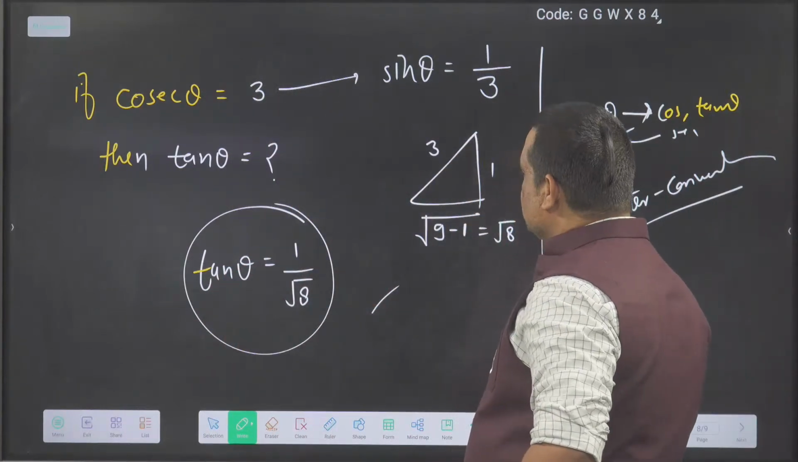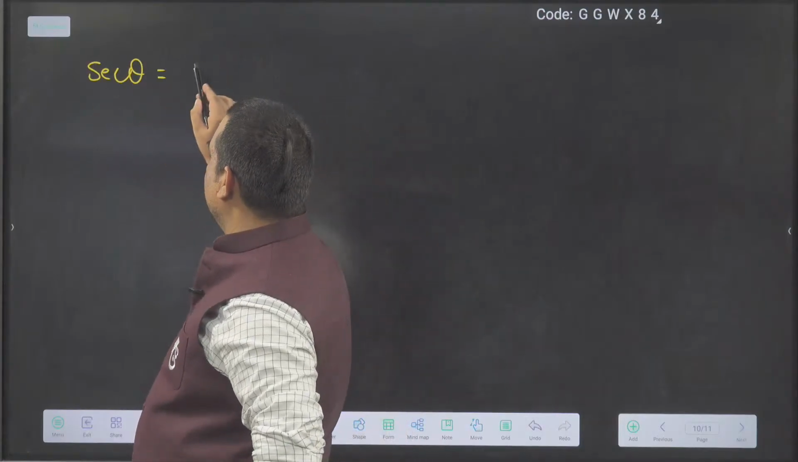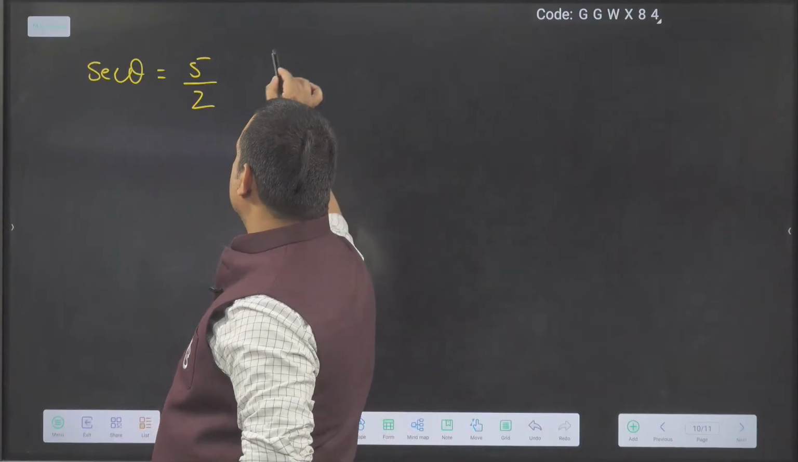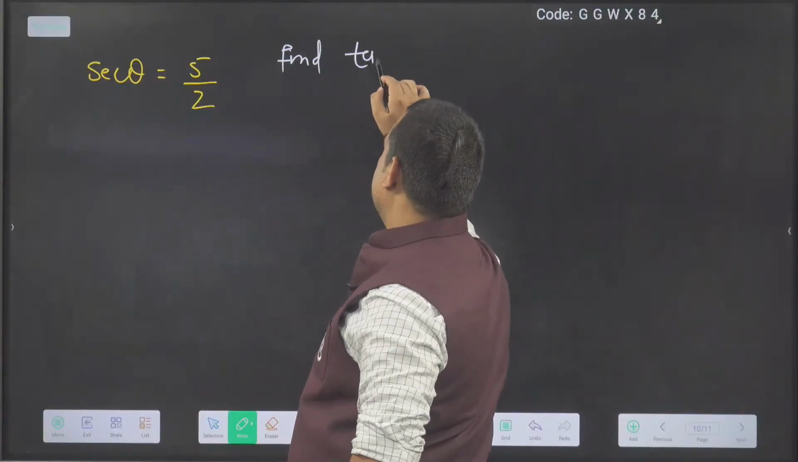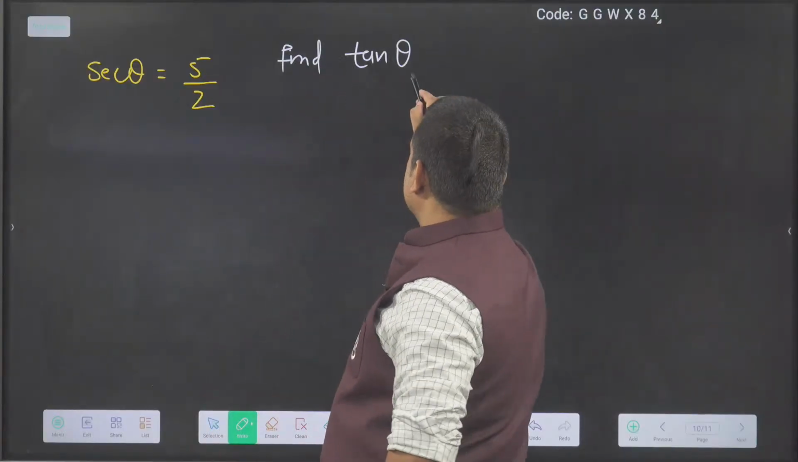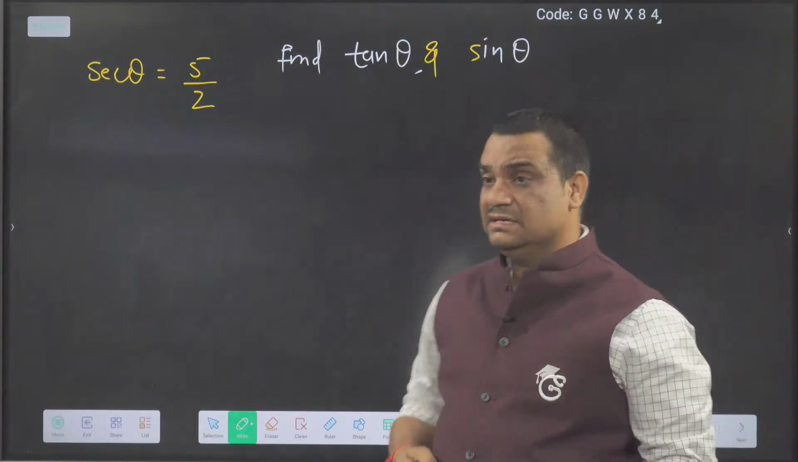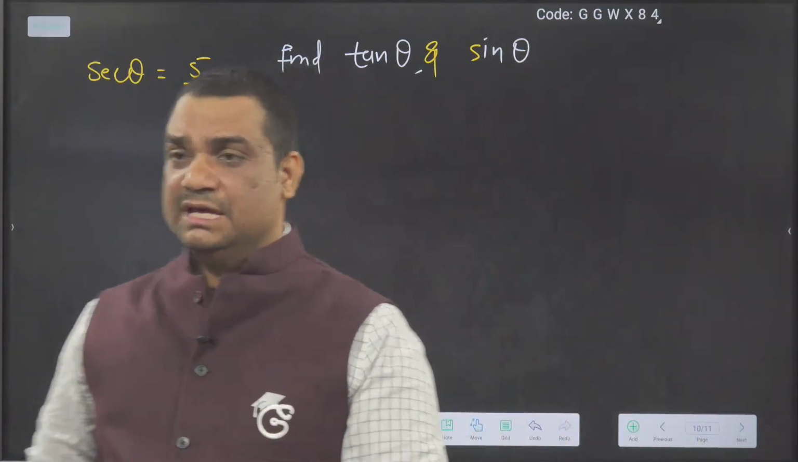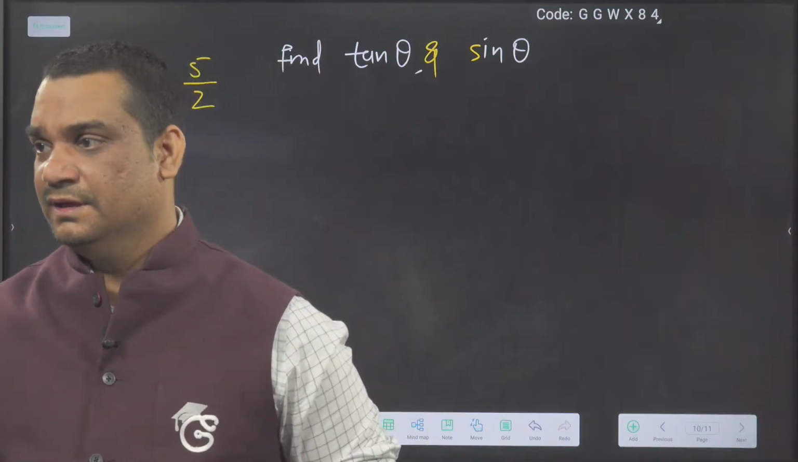I will give one more question on the sec, okay? Sec theta is given as 5 by 2, find tan theta and sine theta. One more question: sec theta is given 5 by 2, then find tan theta and sine theta.